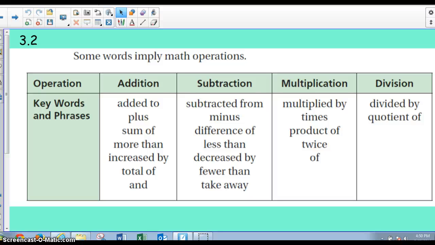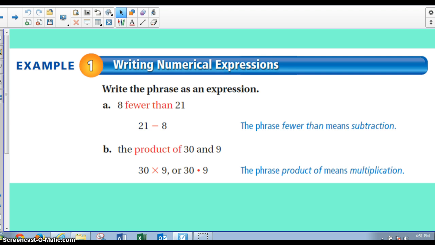Chapter 3, Section 2. You do not have to write these down, but know they are in your book. There are words, and you've learned words over the years that mean certain operations. Take a minute to look through these. Look at the words that mean addition. Look at the words that could mean subtraction, multiplication, and division. Once you've read them, come back.